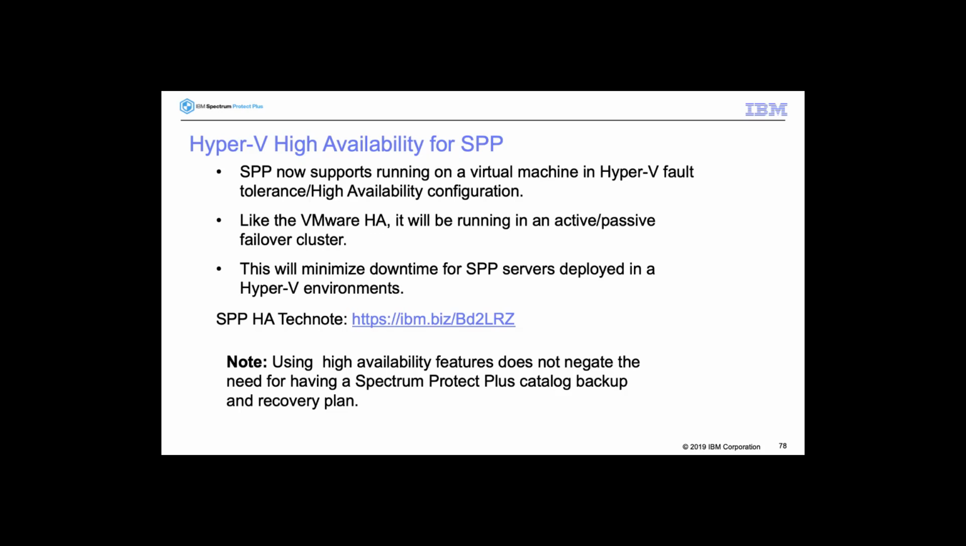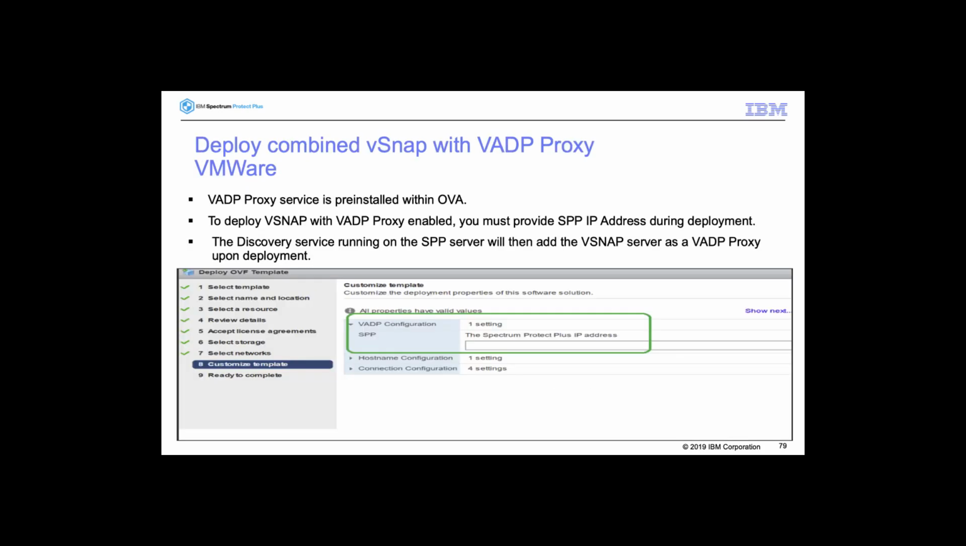Just like on VMware, Hyper-V has a fault tolerance high availability configuration, and Spectrum Protect Plus will now support running your Spectrum Protect Plus server in this fault tolerance HA configuration. And again, same caveats. See the tech note for the details of how it's configured and still have a catalog backup.